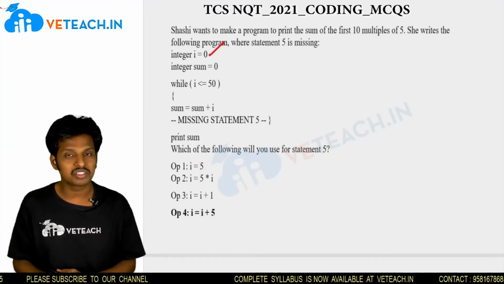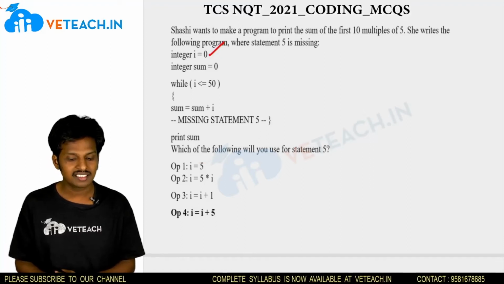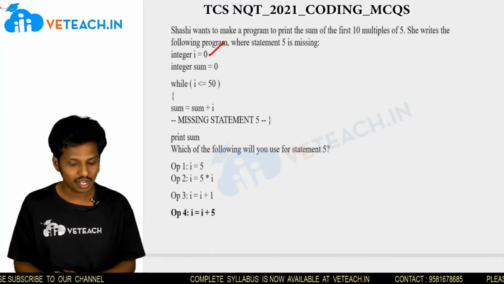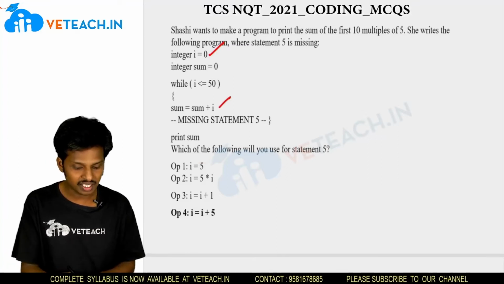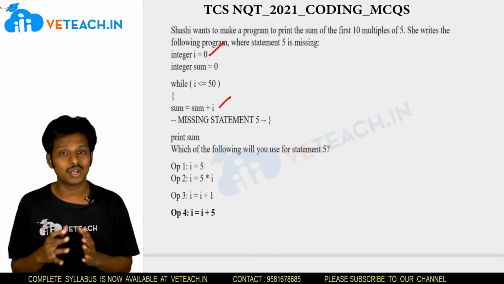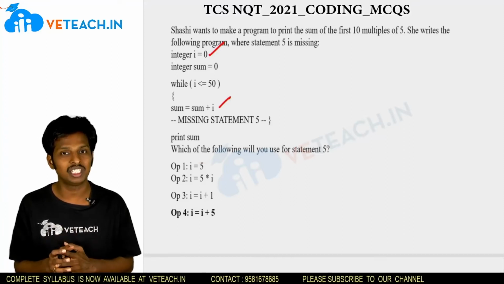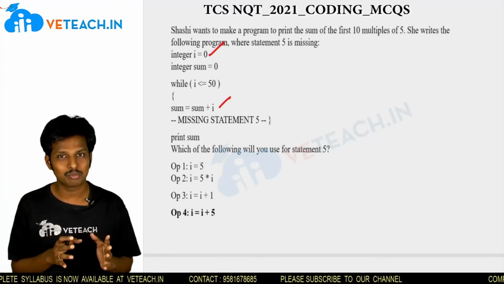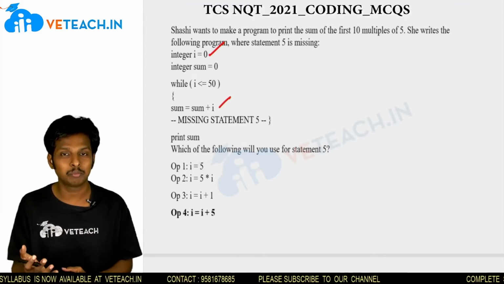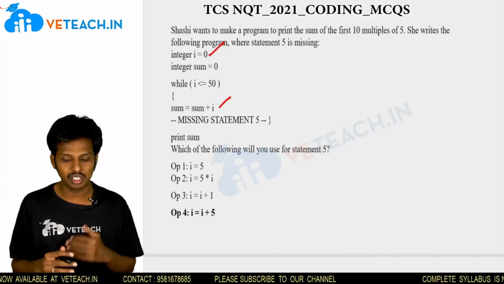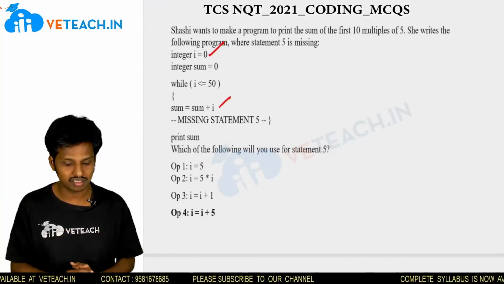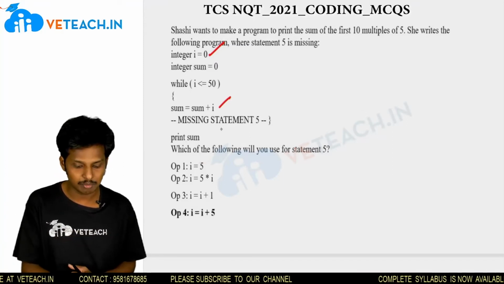Integer I is equal to 0, and then integer sum is equal to 0, while I less than or equal to 50, and then sum is equal to sum plus I. Generally, the logic for writing this program will be that we need to start from the first number and then go until the multiple reaches 50. So here sum is equal to sum plus I. We are finding the sum of all the numbers which are the multiples.